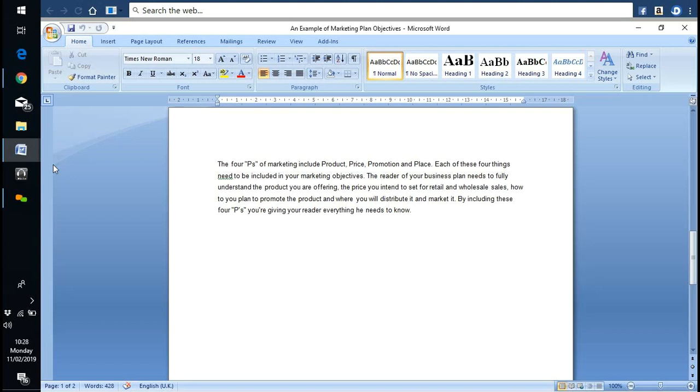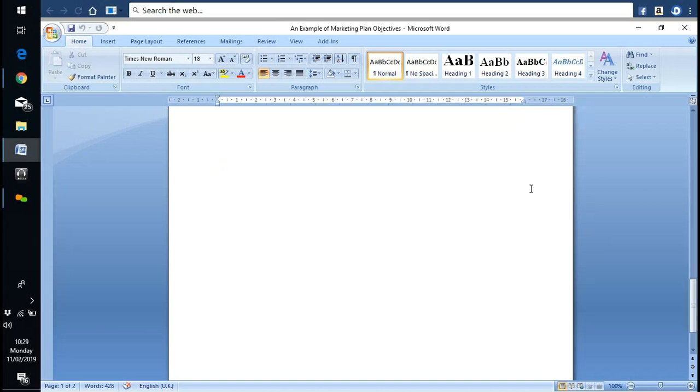Is it going to be sold on the street? Is it going to be sold in a shop? Is it going to be sold on the net? There are a whole range of things now in terms of place that it's made it one of the more important P's now. So basically, you're giving all the information that you possibly can.